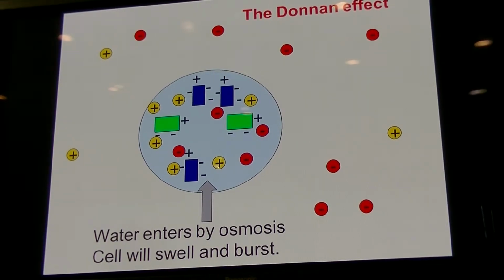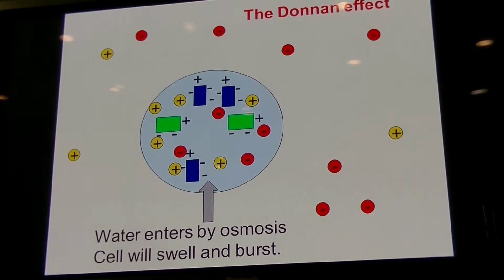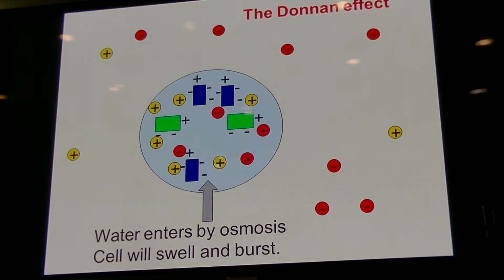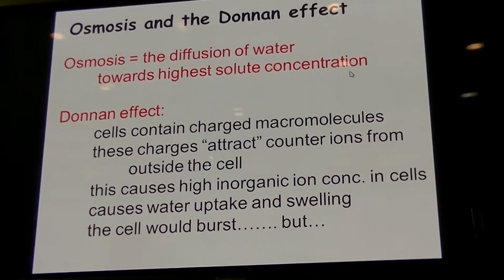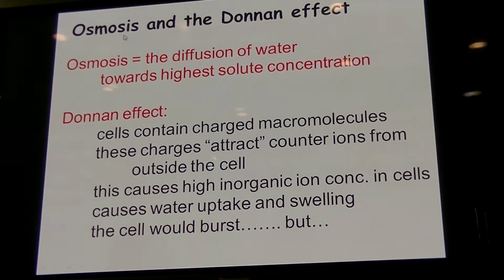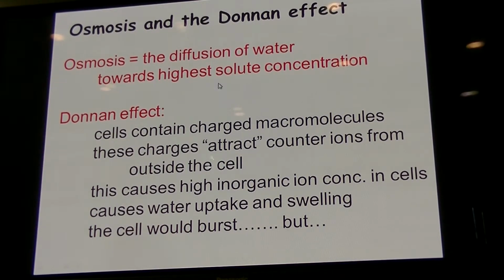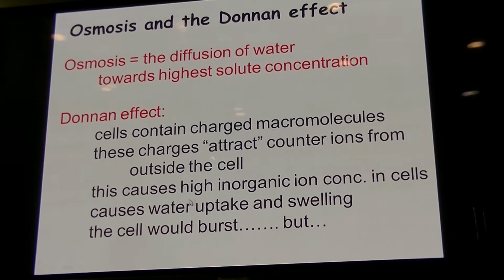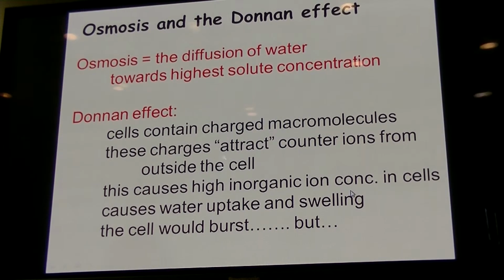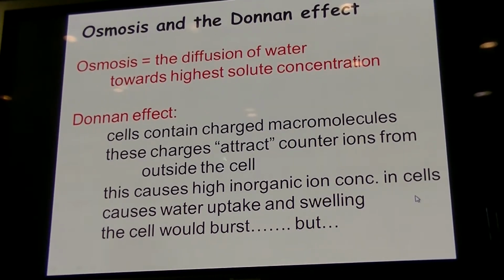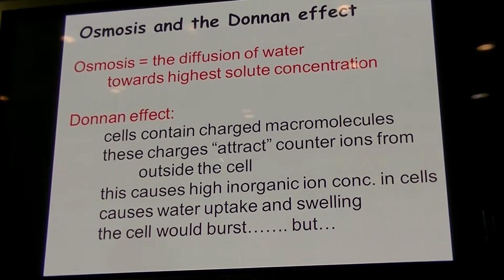So what can we do? There are three possible solutions for life. Very fundamental, every cell must have it. So, we have it just in text. What's the Donnan effect? Osmosis, remember, is the diffusion of water towards a high solute concentration. Cells have macromolecules that are charged. They attract ions, counter ions from outside. This causes a high ion concentration in the cell. Water will come in, the cell will burst.